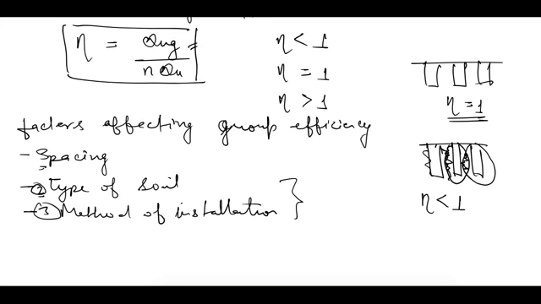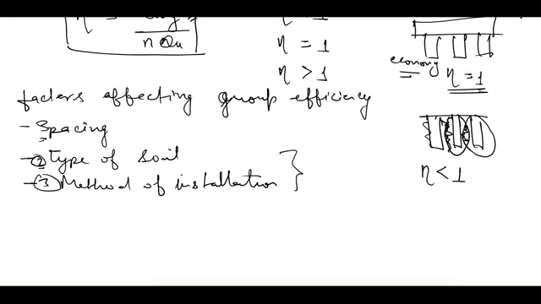But if we are using more spacing, then obviously we have to make a bigger pile cap, and then we have to check for the economy, whether it is remaining economical or not. Now for the remaining two factors, the type of soil, that means if it is a loose sand or a dense sand, the efficiency will be different.